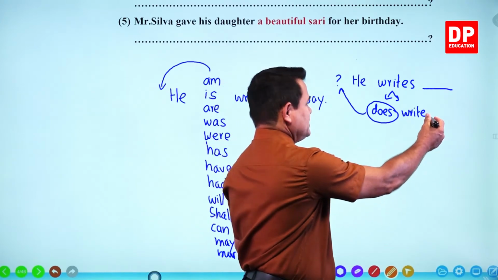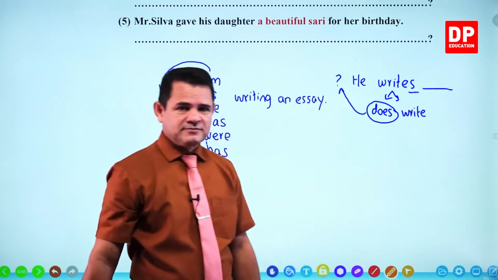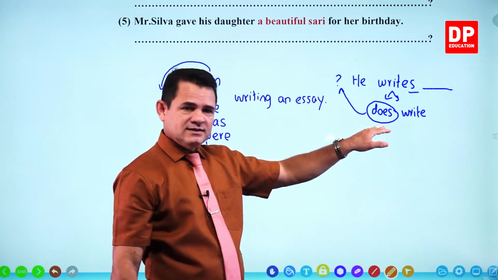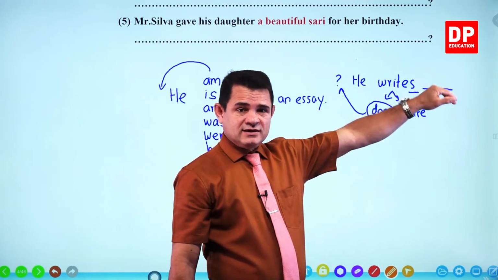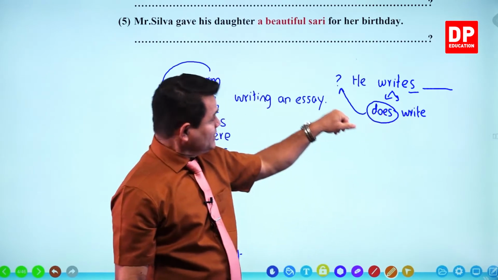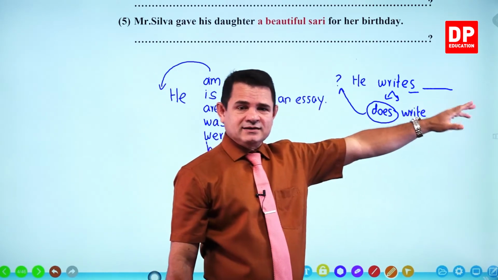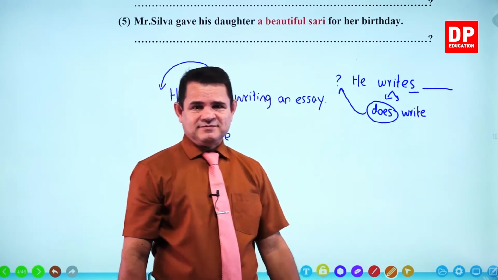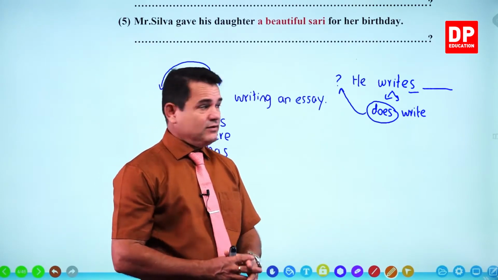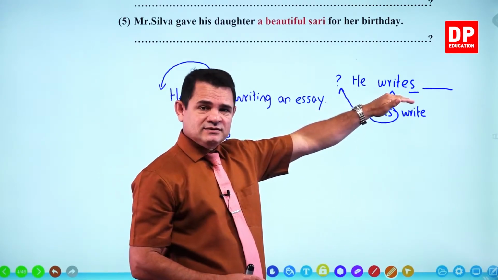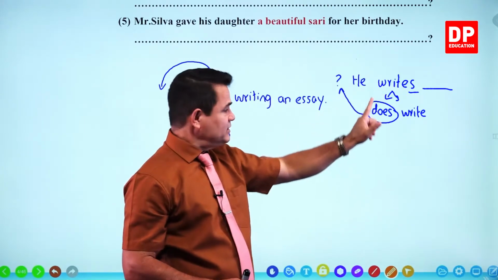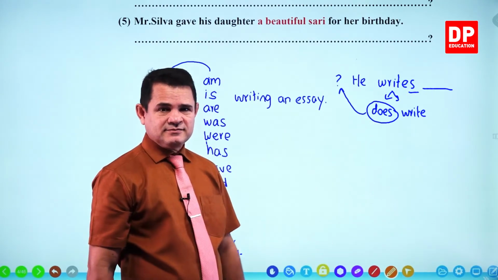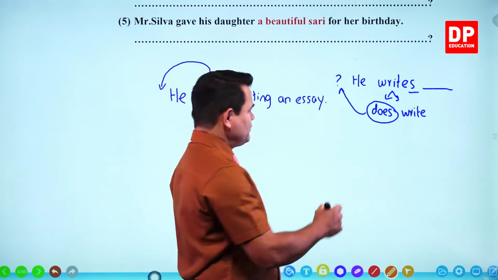Remember, the s disappears here because we have taken does. He plays cricket. Question: does he play cricket? Very simple. That's one way. If the sentence is in present tense singular, we take does. Let's see the plural form.